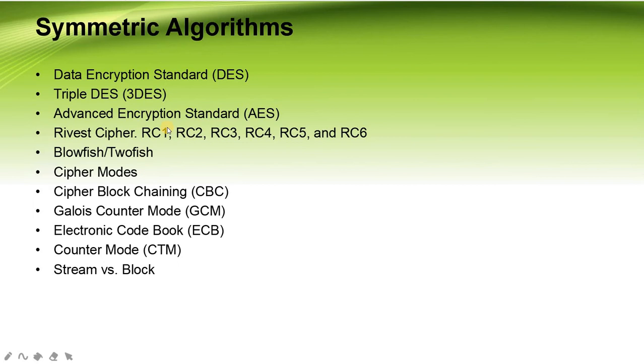Symmetric algorithm. Symmetric algorithms are categorized by using the same key for both encryption and decryption. Symmetric encryption algorithms are used for bulk encryption because they are comparatively fast and have few computational requirements. Common symmetric algorithms are DES, 3DES, AES, Blowfish, Twofish, RC2, RC4, RC5 and RC6. We will see all the types and the techniques they use.